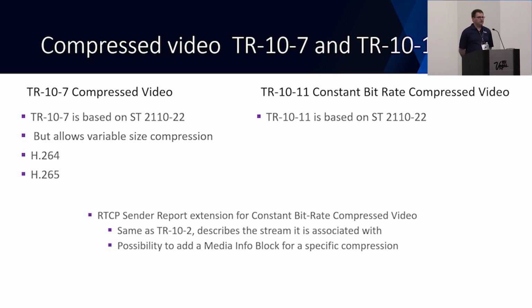Compressed video, I will not talk too much about that because my colleague will do a presentation later on this. But let's just say that it supports compressed constant bitrate and variable bitrate. So H.264 and .265 are intended to be supported. And once again, RTCP sender report can be used to add information about your compression format.